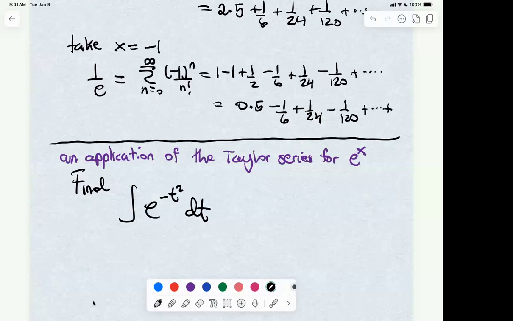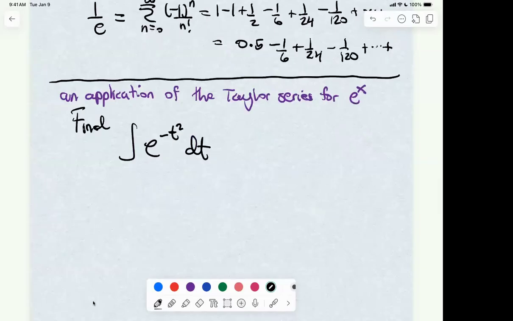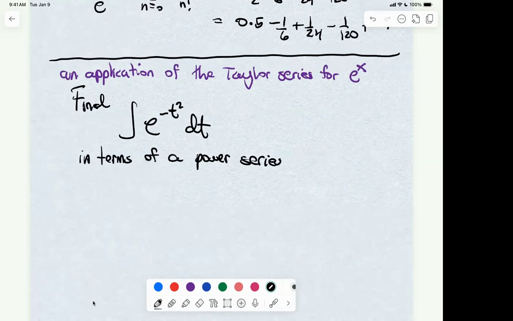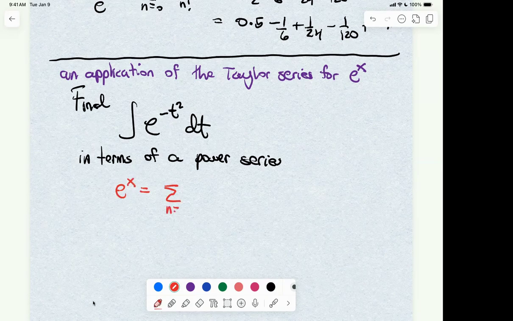So as a direct problem, it will fail, but here's a very clever trick if you use a Taylor series, because here's a way to find it. Just to be more specific, I'll say in terms of a power series. So we do have the Taylor expansion for e to the x. We already wrote it before.